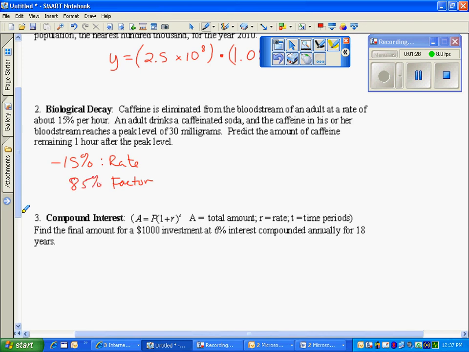So after I drink a caffeinated soda, my peak level is 30 milligrams. So my body starts with 30 milligrams, and it's losing at a rate of 15%. So my multiplier is 85%. Now don't make that an 85, it's 85%. So you need that decimal.